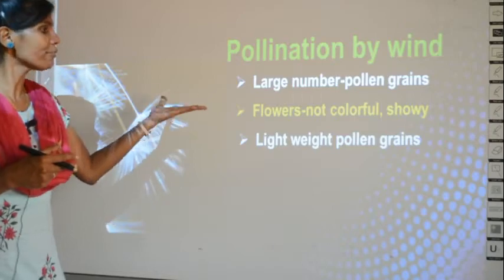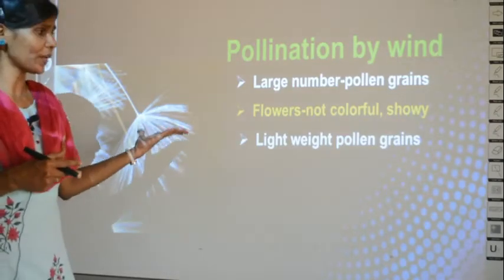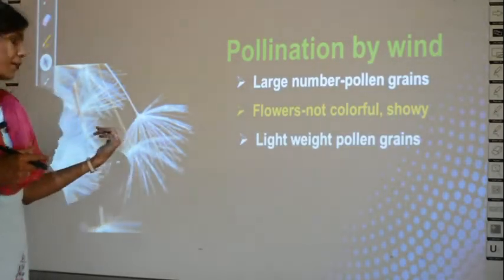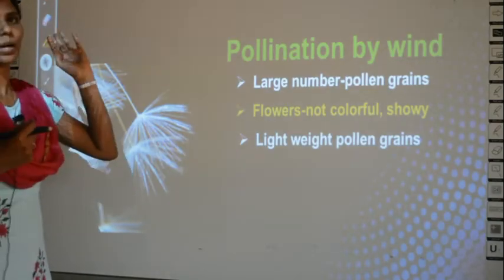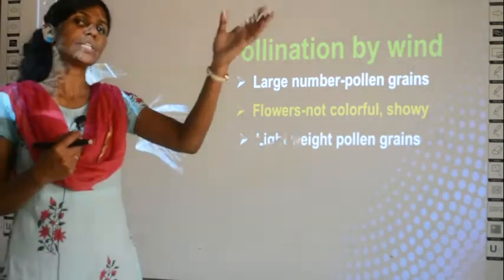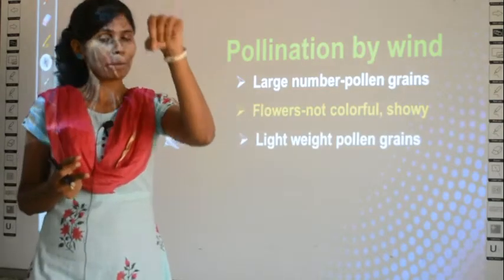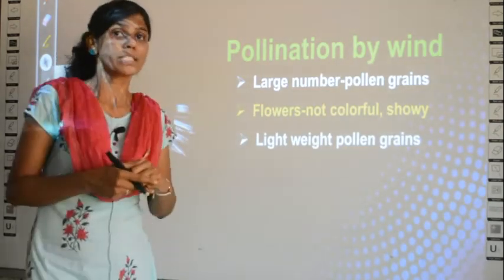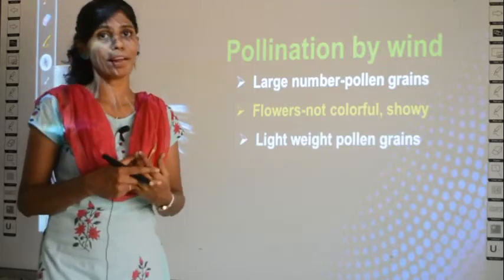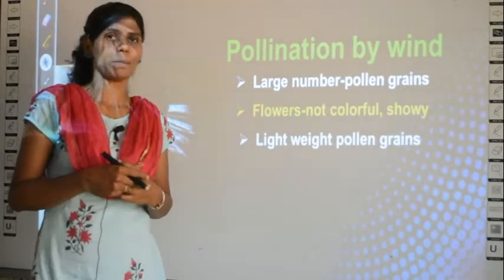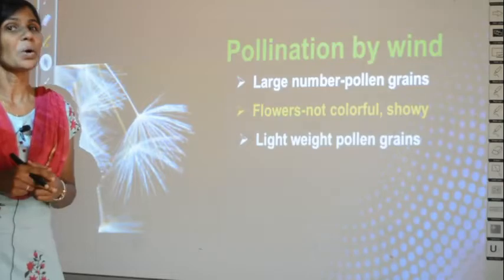But in the case of lightweight pollen grains such as in this plant, easily they will fly away, and through the wind only they are carried to another place, and if they happen to sit on the stigma of some other flower, then pollination can happen. Otherwise, sometimes most of them are wasted.